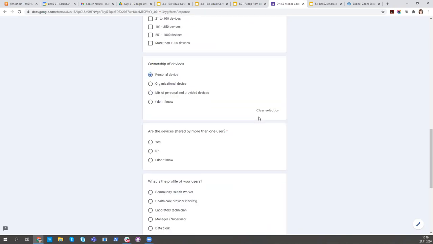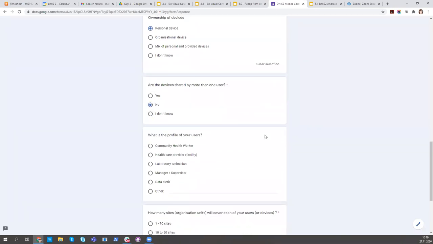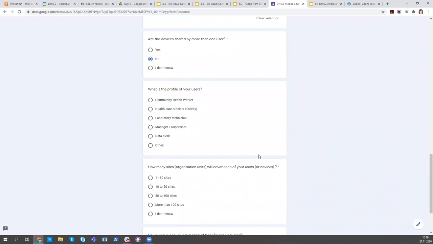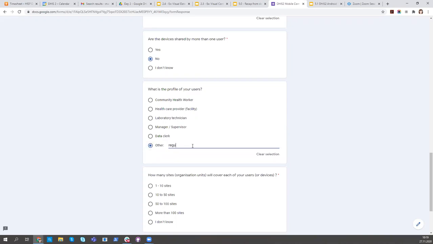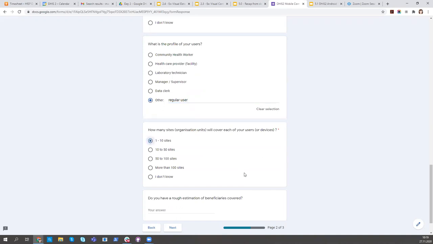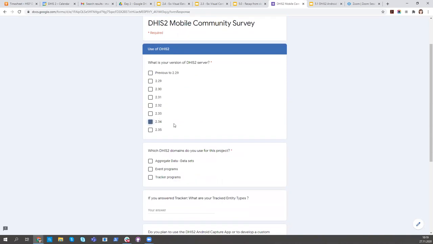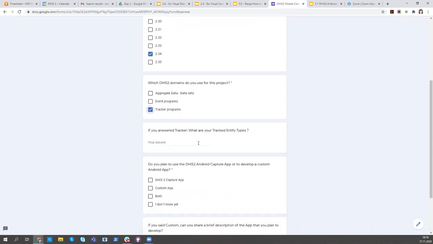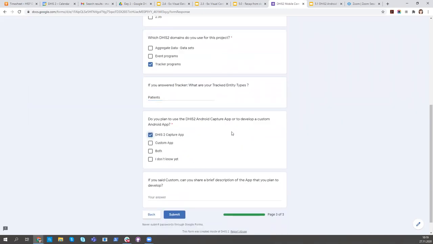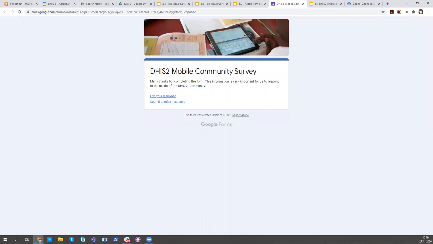1 to 20 devices. Personal, it's just mine. I don't share my phone. I hope I don't confuse you. I'm just doing this for you to see the questions. The profile of the users is other. Only one side. The beneficiaries is just me. And then the next question is about the use of the HIS2. So I'm in 234. Let's say tracker, patients, which is me. I use the Android. Yeah, so it should be quite straightforward. We have 6 responses so far. Thank you very much. Well, one is mine, so we have 5.